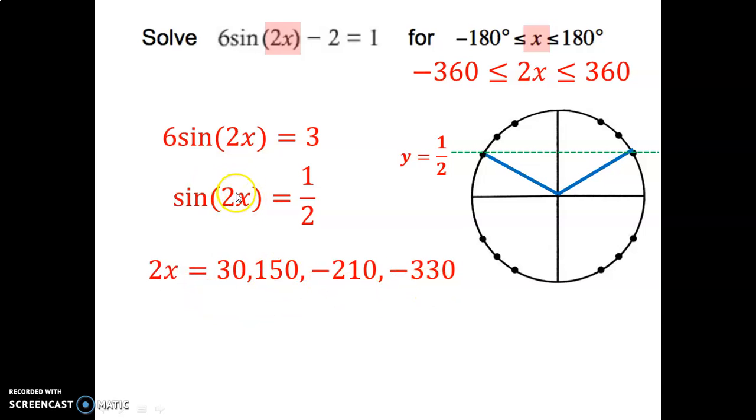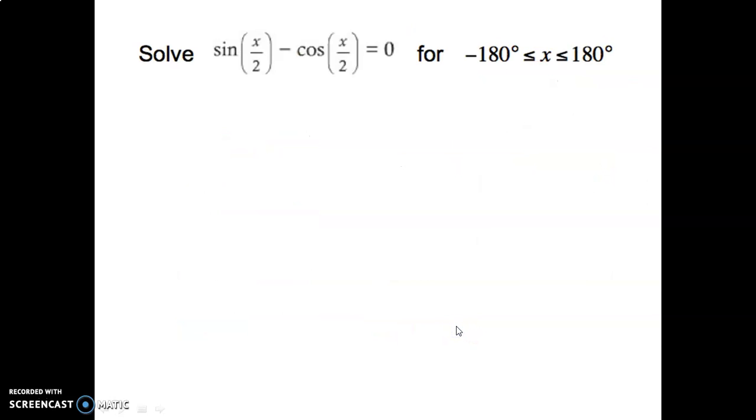However, those four angles are for 2x, because that's what our angle is right now. Our angle here is 2x. So 2x equals those possibilities. Divide by 2, and we have these possibilities for x. And notice that those numbers do fall between negative 180 and 180 because of the conversions we made. Everything works out.